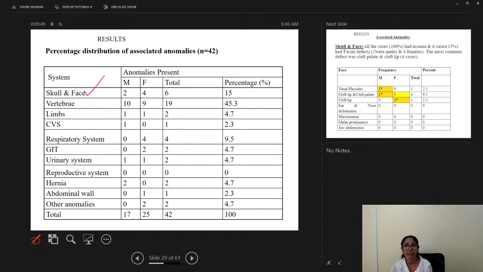So if you see, we have described the system on the right, and this is for male and female fetuses, with the total and these percentages. So we are going to see the associated anomalies: skull and face defects, vertebral defects, that is spina bifida, limb defects, cardiovascular, respiratory system defects, GIT, urinary system defects, reproductive system, hernia, umbilical and abdominal wall defects, as well as other anomalies along with the anencephaly.